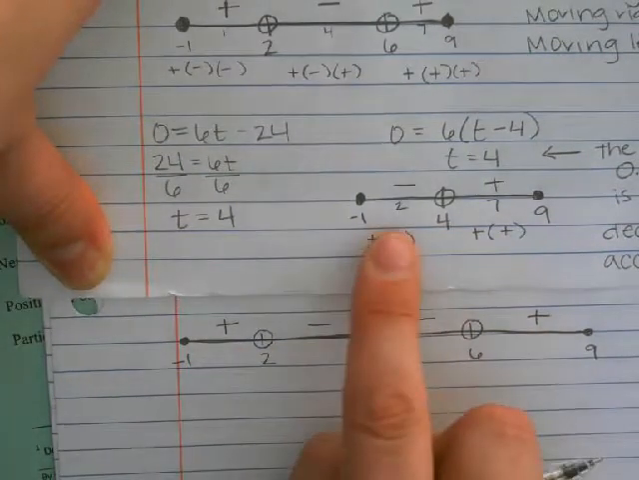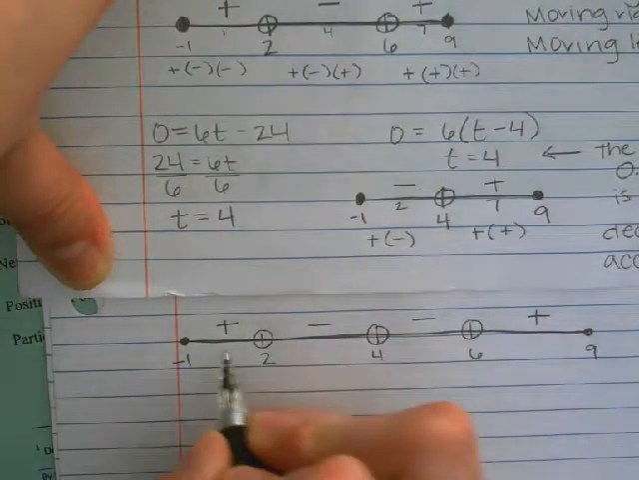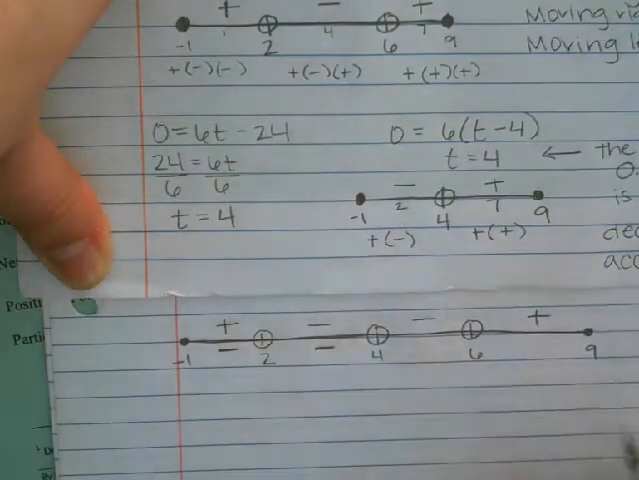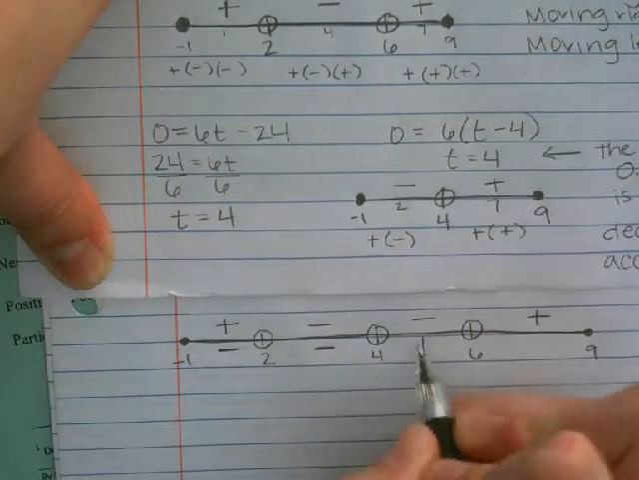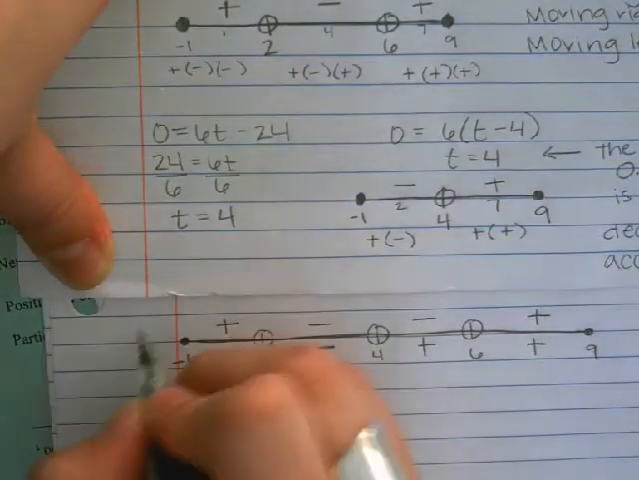Okay? So for the acceleration, from -1 to 4, it was negative. From 4 to 9, we have positive. So on the top is velocity, bottom is acceleration.